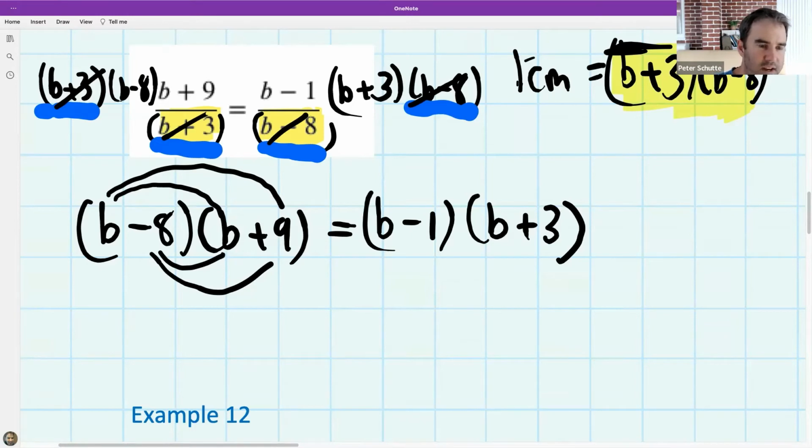So the question is, what is the answer going to be? Remember that we've gone on this merry journey, but the goal here was to find the value of B that made the original statement true.